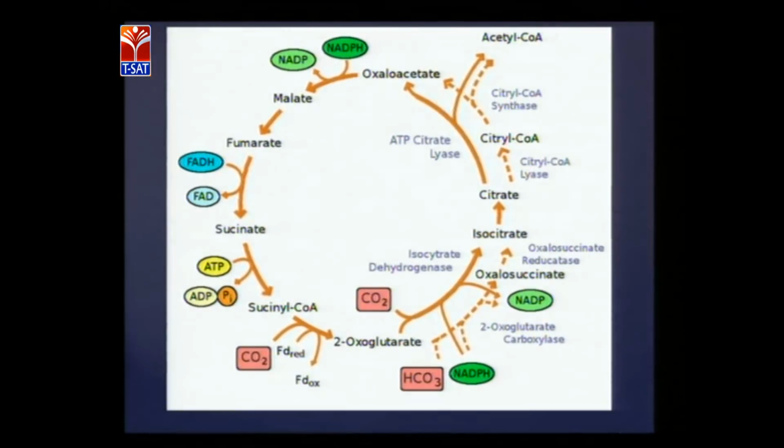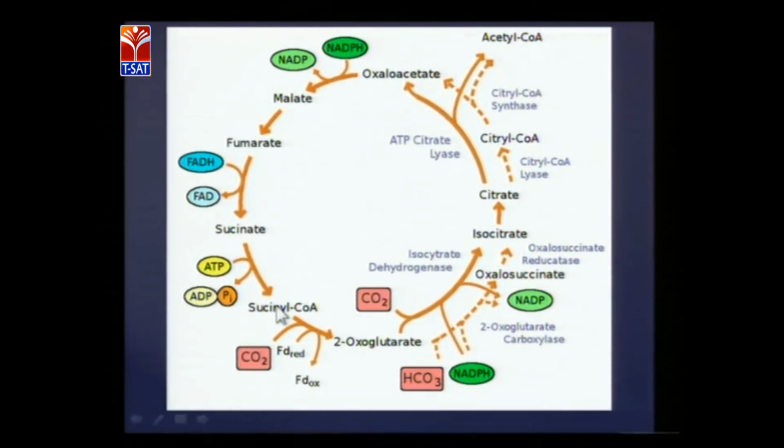This citrate in turn leads to the formation of isocitrate, in the presence of the enzyme isocitrate dehydrogenase. Here we can see the formation of an intermediate product, oxalosuccinate. Here NADP is transformed into NADPH, and the isocitrate formed is transformed into 2-oxoglutarate, and this 2-oxoglutarate is transformed into succinyl coenzyme A.